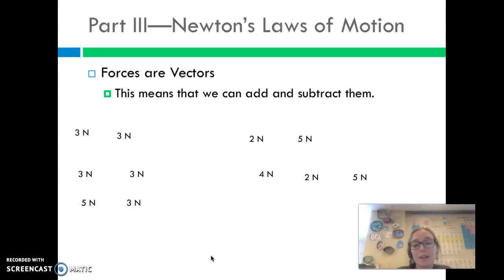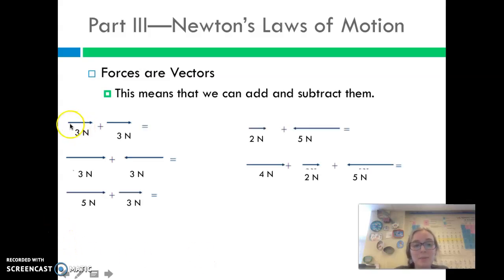We're going to start by talking about how forces are vectors. Since it's vectors, we need direction, but it also means that we can add and subtract our forces. So again, last class we talked about how if we're drawing free body diagrams, we're going to see arrows representing forces. So here I see 3 newtons of force being added to another 3 newtons to the right. So then if I add these 2 arrows up, I'm going to get 6 newtons to the right.